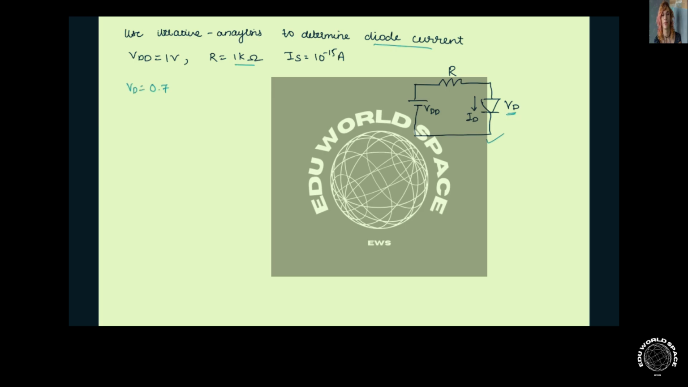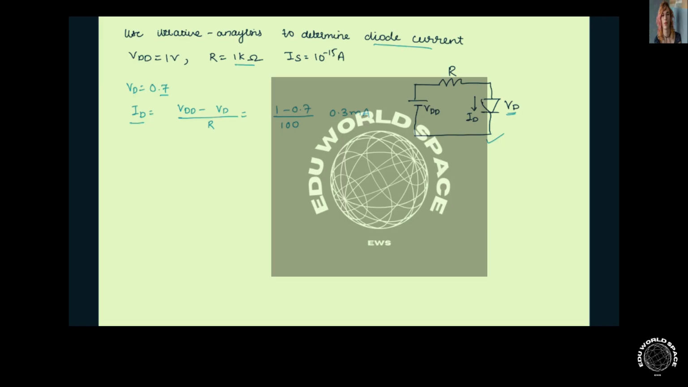Now we'll use our iterative method. We know VD, so we can calculate the current ID. ID will be the change in voltage divided by resistance. So here we have the change in voltage, that is VDD minus VD, over resistance R. VDD given to us is 1 volt, minus 0.7, divided by 1000, which gives 0.3 milliampere.